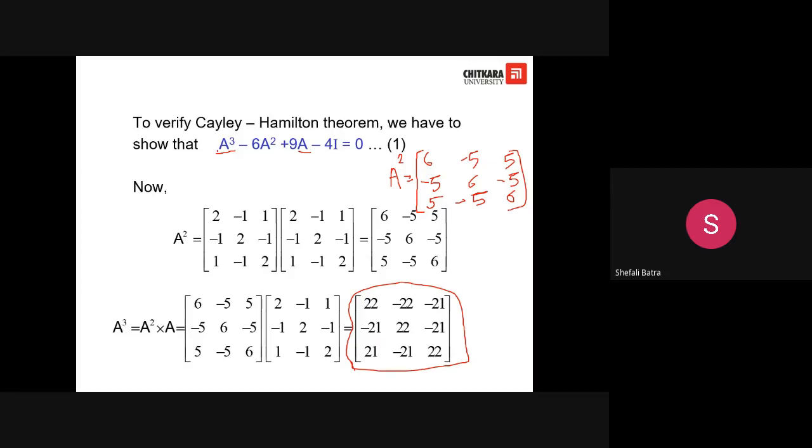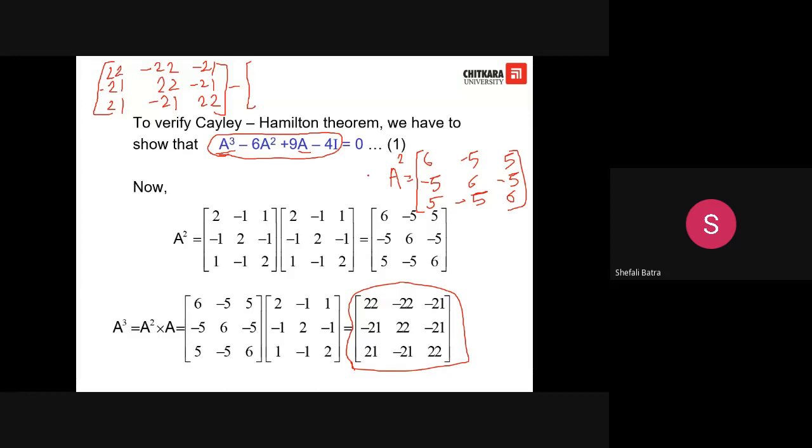Now put everything on the left hand side of this equation: A cube, this value, minus 6 times A square plus 9 times the given matrix minus 4 times the identity matrix. Write it over. We will try to write it here. 22, minus 22, minus 21; minus 21, 22, minus 21; 21, minus 21, 22. This is A cube.